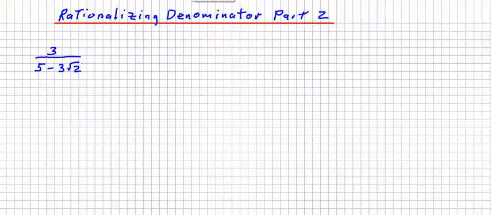A short video presentation on rationalizing the denominator, part 2. Before, when we rationalized, the denominator was always a monomial. There was only one term. Now we look at this, we have two terms, a binomial.